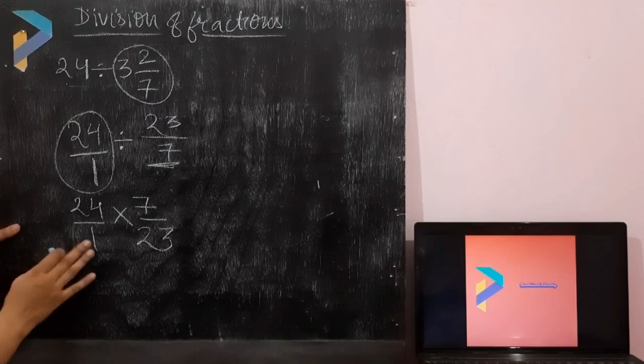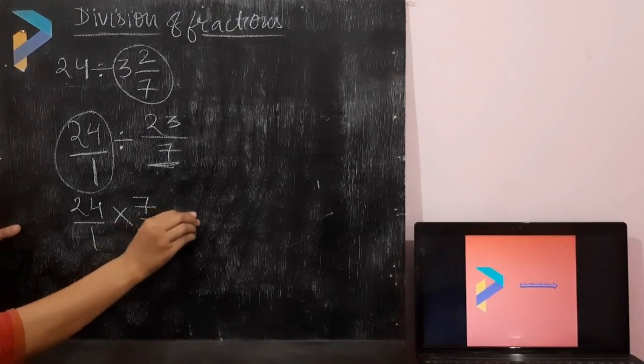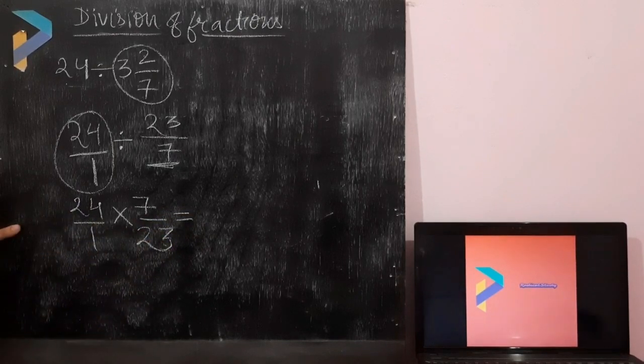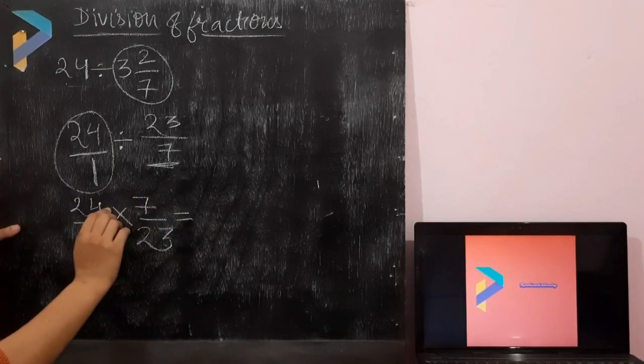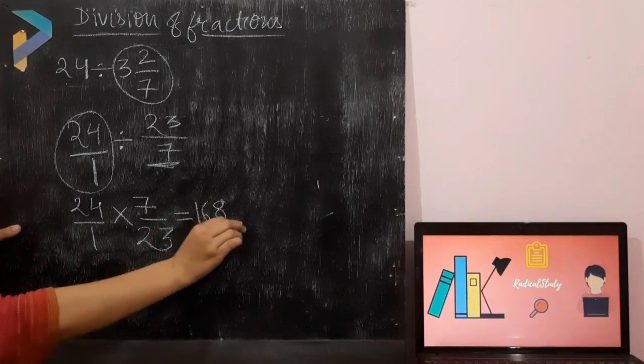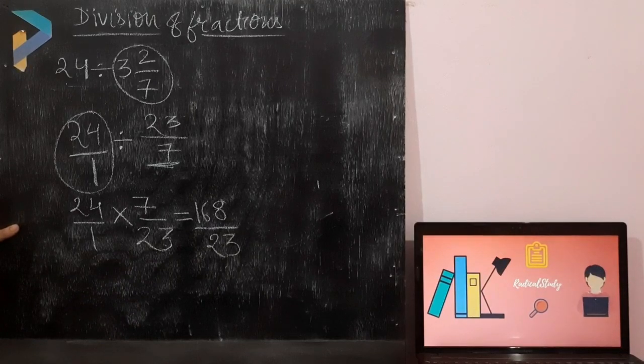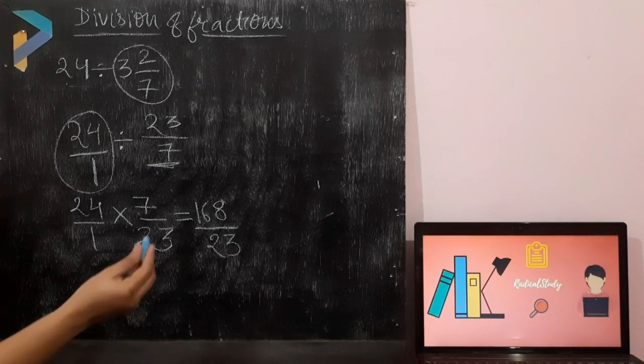Now can it be simplified? I don't think it can be simplified, because 23 is a prime number. So we will simply write the answer. 7 fours are 28, 7 twos are 14, 15, 16. So 168 upon 23 is your answer. Now I am going to explain further by taking one more example to make it very clear to you.